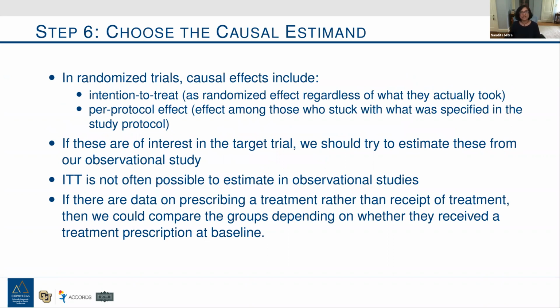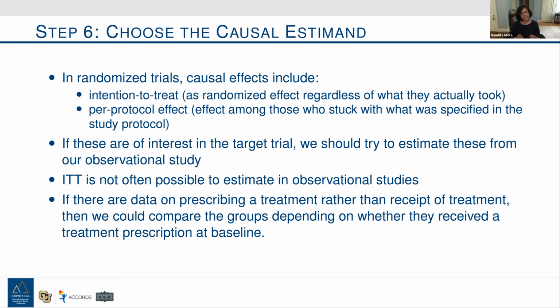Now, we want to choose the causal estimand. That's step 6. So in randomized trials, causal effects include intention to treat or per protocol effects. And if these are of interest in the target trial, then what we want to do is really estimate these from our observational study. But the ITT, or the intention to treat, is not often possible to estimate in observational studies because there was no randomization. Here, the intention to treat is, of course, you're analyzing the outcomes as if everyone stuck to their randomization. It's the as randomized effect.